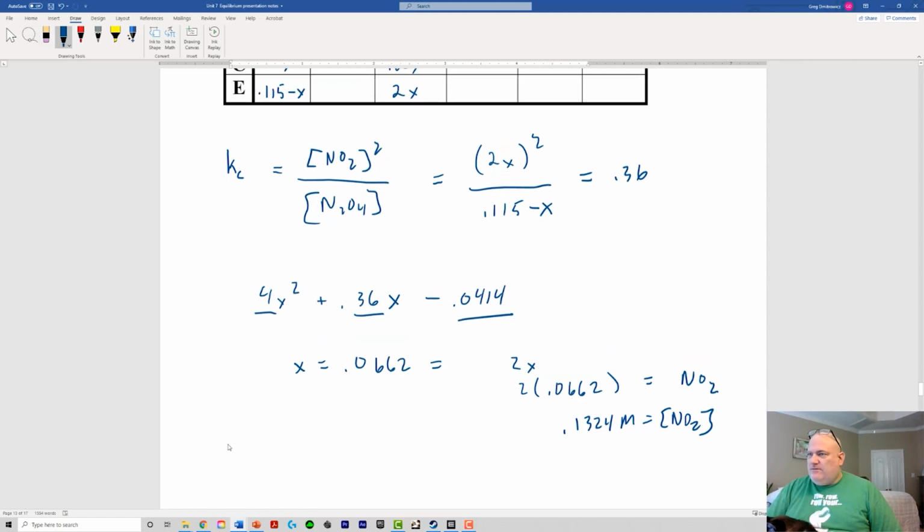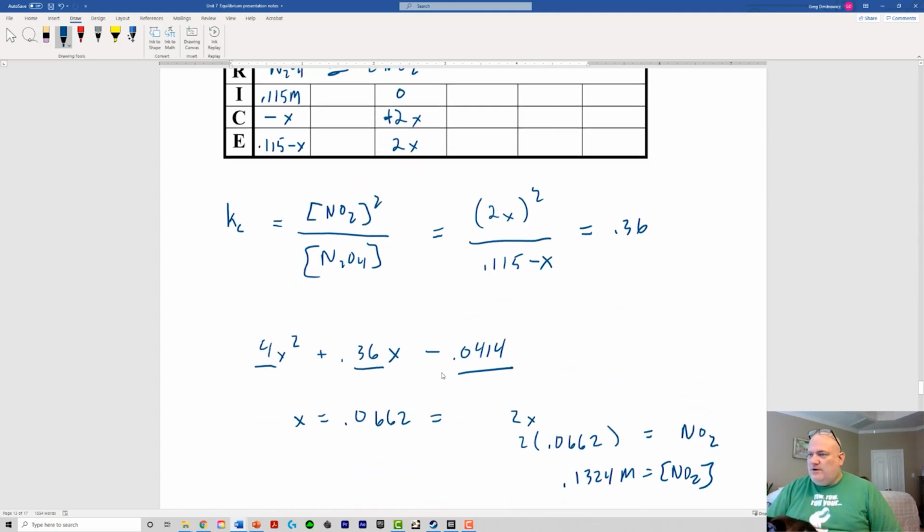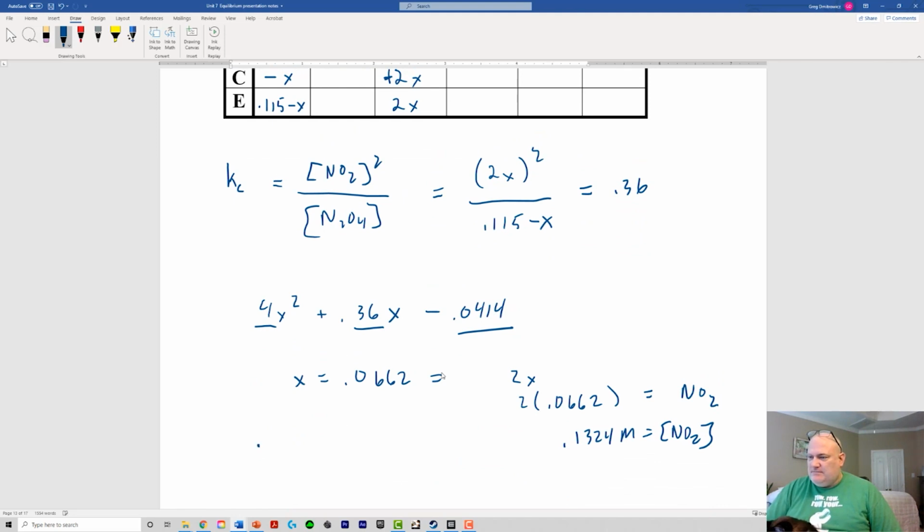And on the other end, for our concentration of N2O4, it's 0.115 minus x. And in this case, our x value again is going to be 0.0662, and that's going to give us 0.0488 molar. That's going to be our concentration at equilibrium of our N2O4.